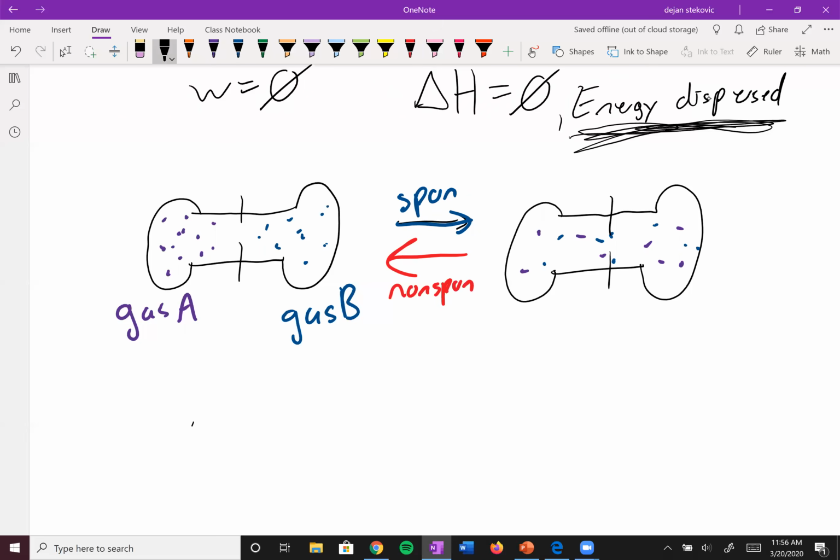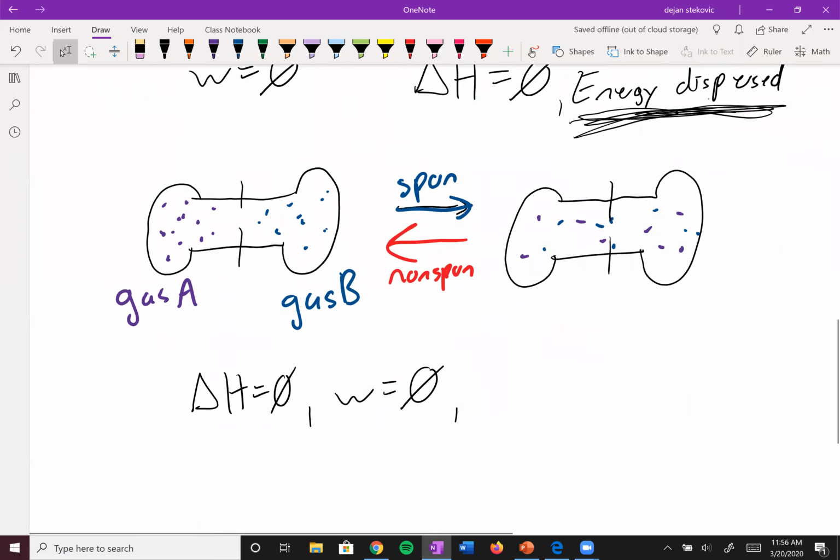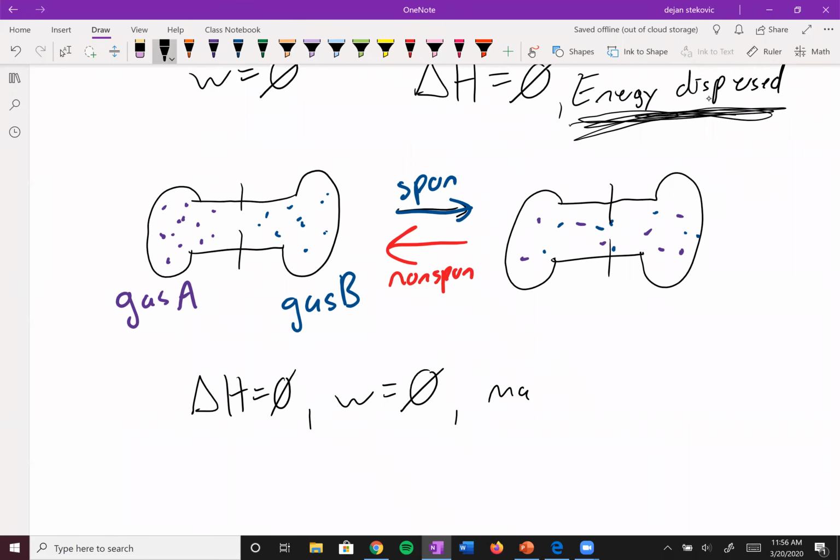And again, here, the delta H is equal to 0. We haven't exchanged any heat, assuming these two gases were at the same temperature at the beginning. There's been no work done because we're in a vacuum, and so there's no change in enthalpy, right? But again, just like before, energy was dispersed. Here, matter is dispersed.